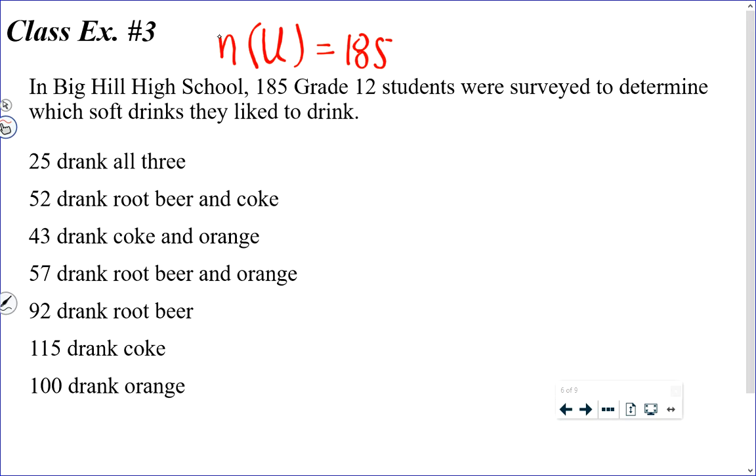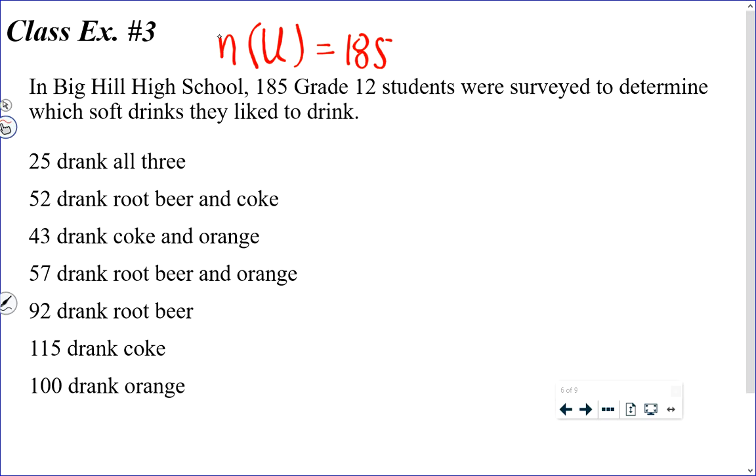43 drank Coke and orange. 57 drank root beer and orange. 92 drank root beer. 115 drank Coke. 100 drank orange. Now, if you just glance over those numbers and start adding them up, you're going to get a lot more than 185.